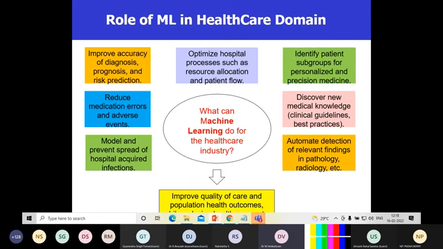Another important reason to incorporate this AI-enabled IoT is that it will help us reduce medication errors. That is another important role of using this AI-powered IoT. Not only that, it improves the accuracy of diagnosis and risk prediction.